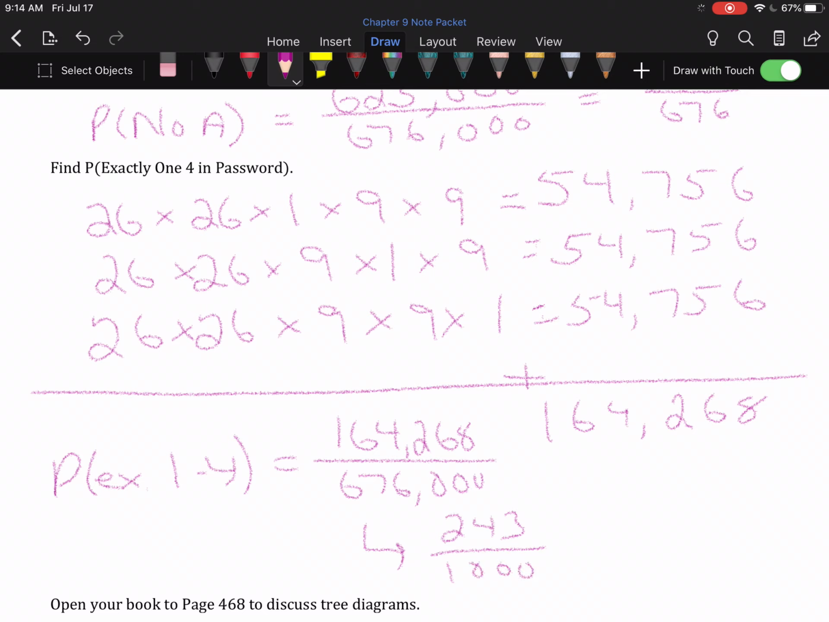Cool. If you do this with division, you would get 0.243, so you would give me 24.3%. It's the same number. Like I've said several times, fractions, decimals, percents, I don't care. I will take it in any form you want to give it to me.